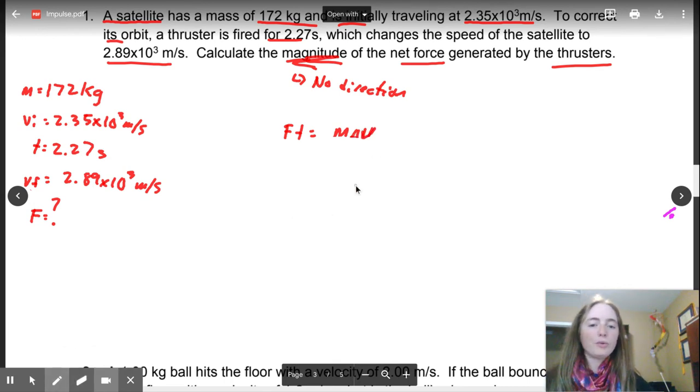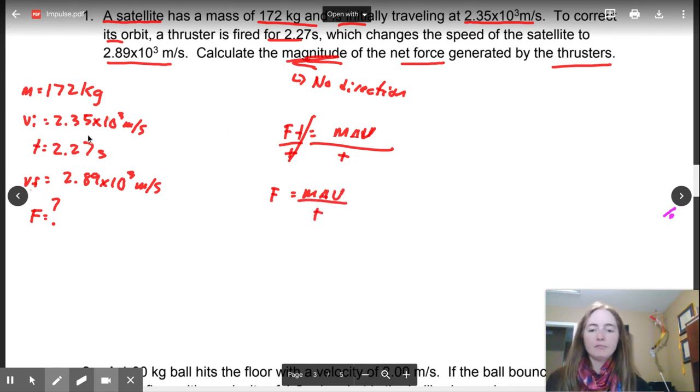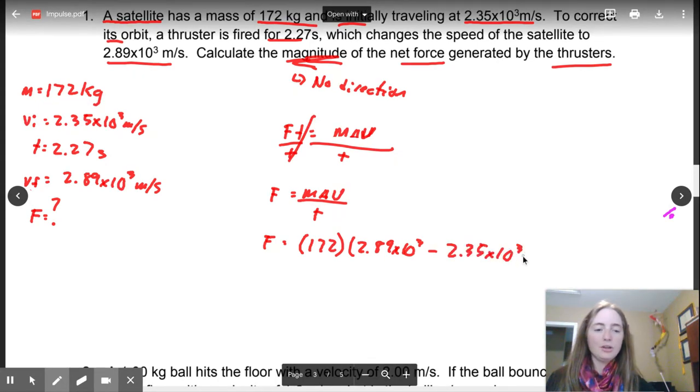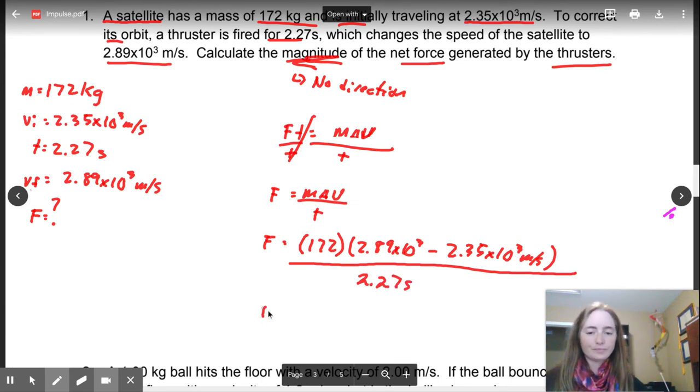And what are we going to do? We're trying to find force. We just divide out time. And our force is going to equal m delta v over time. Remember, delta v is vf minus vi. Well, that's all I have to do for this question. So I have everything else. I'm going to plunk in my numbers. So 172, and then we've got our 2.89 times 10 to the 3 meters per second minus 2.35 times 10 to the 3 meters per second. Divide the lot by the change in time, which is 2.27 seconds. It's going to give me a force, ladies and gentlemen.